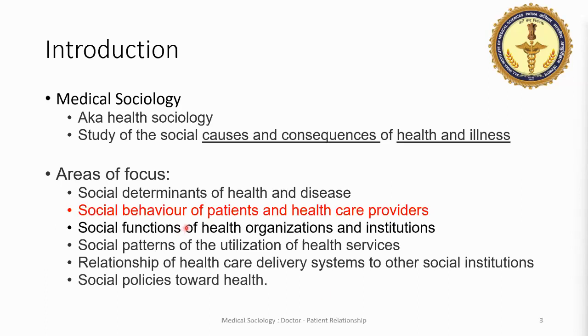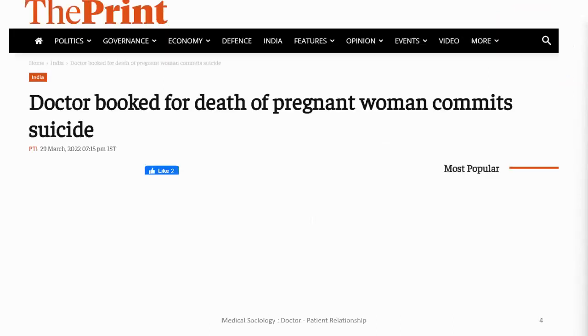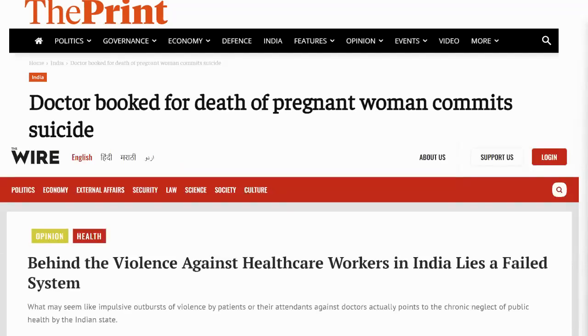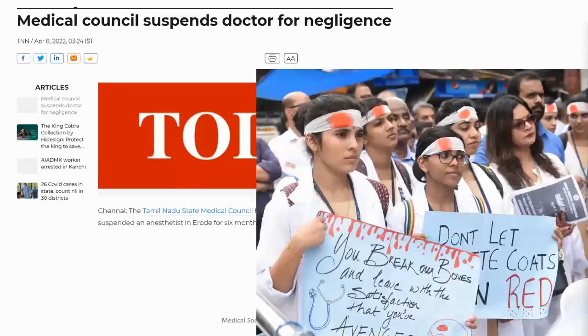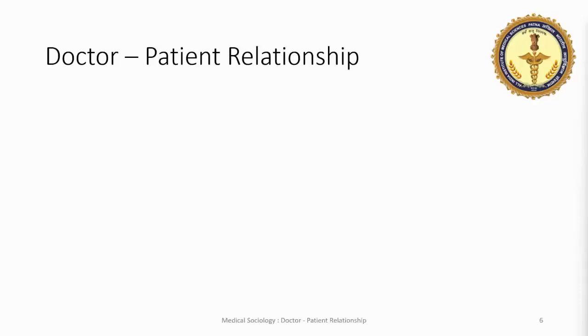When the social behavior of patients and healthcare providers is disturbed, then we get these kinds of news. We could see recently a doctor was booked for the death of a pregnant woman who committed suicide. We could see articles showing the inefficiency or lacuna in healthcare delivery systems. We could see a doctor in Tamil Nadu recently suspended for negligence. We could see doctors from across the country protesting against violence on doctors. All this news is clearly telling that the relationship between doctors and patients is not smooth, unlike the olden days. So, what are the reasons for this kind of strain?